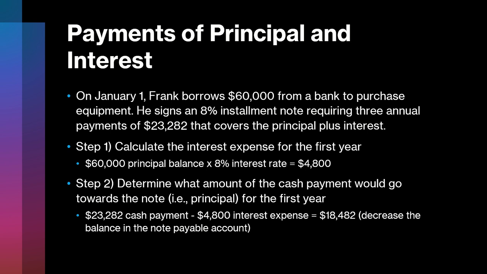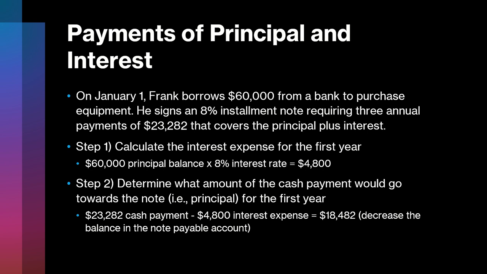Okay, so payments of principal and interest. On January 1st, this is the same scenario: Frank borrows $60,000 from a bank to purchase equipment. He signs an 8% installment note requiring 3 annual payments of $23,282 that covers the principal plus interest. So we have 2 steps here. The first step is to calculate the interest expense for the first year. You take $60,000, the principal balance, multiplied by 8%, the interest rate provided to us. That gives us $4,800 of interest for the first year.